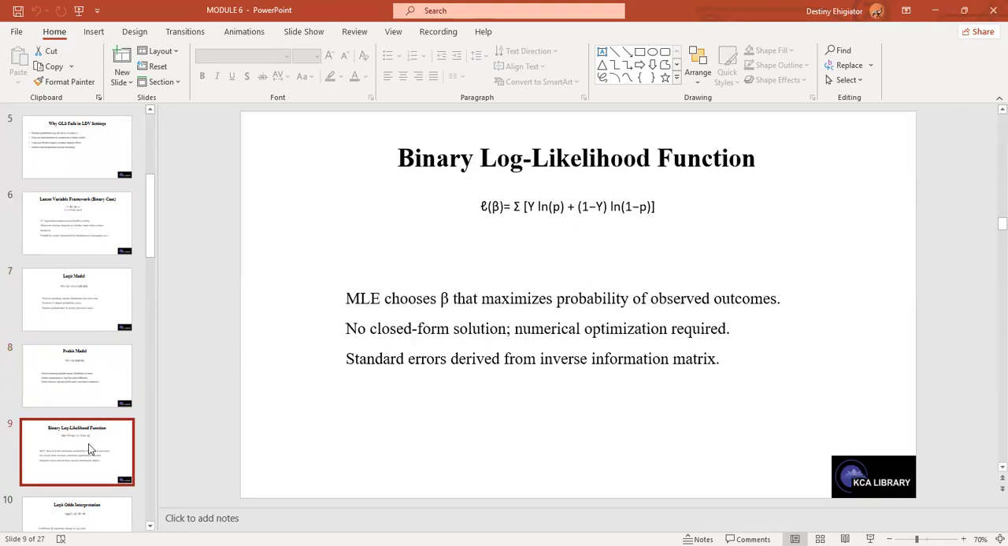Then let's look at the binary log-likelihood function. This is the equation. The MLE chooses beta that maximizes the probability of observed outcomes. There are no closed-form solutions, so numerical optimization is required. Standard errors are derived from the inverse information matrix.